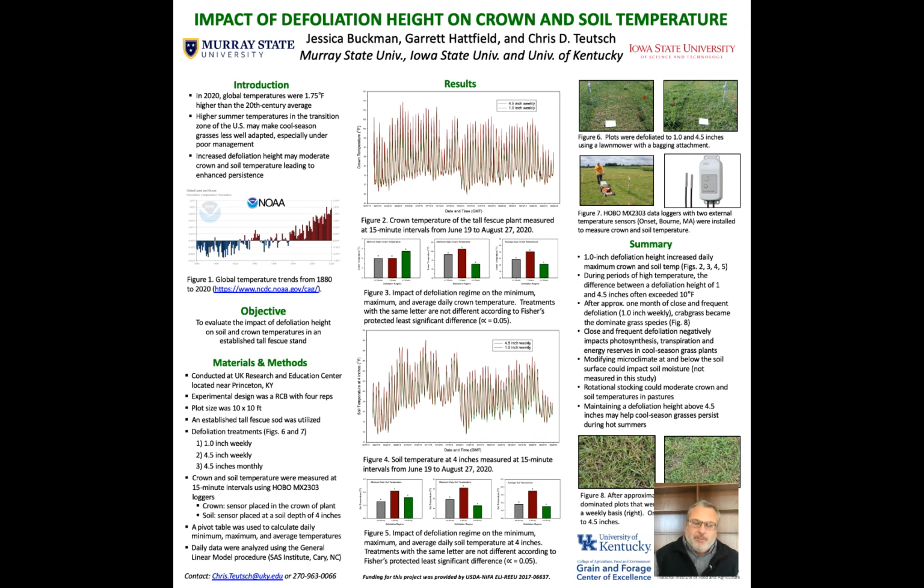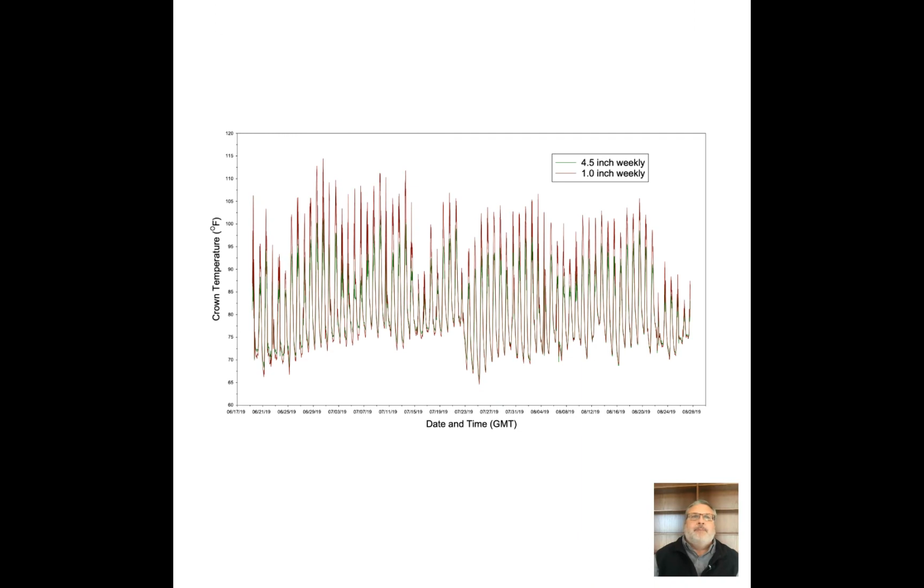I'd like to take just a few minutes and look at some of the data. This is figure 1. And the 1 inch defoliation height is represented by the red line. The 4.5 inch defoliation height on a weekly basis is represented by the green line. What I want to point out to you is that on hot days, we sometimes would exceed a difference in crown temperature of 10 degrees Fahrenheit just due to defoliation height. This is a pretty important finding. A 10-degree difference on a hot day can really impact the amount of stress on that plant.